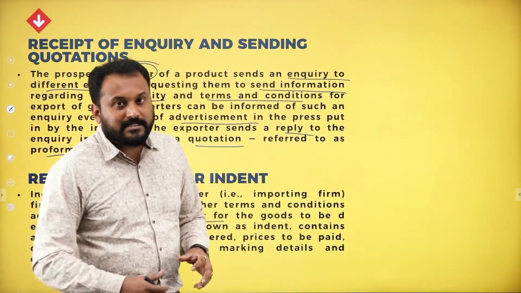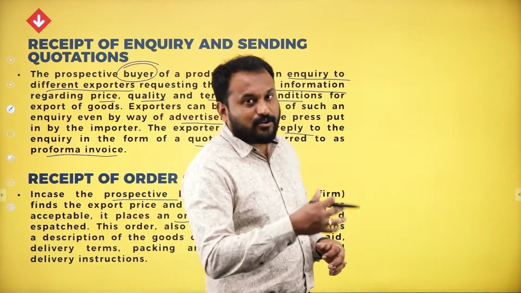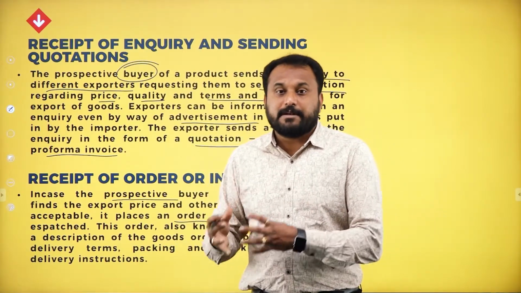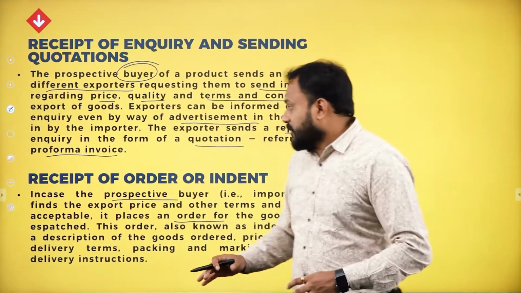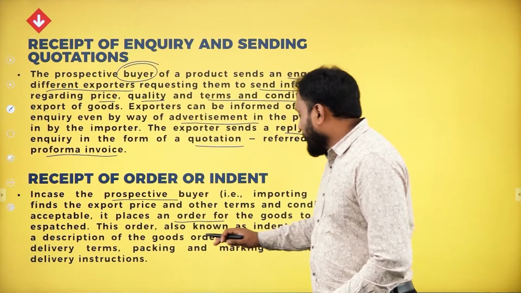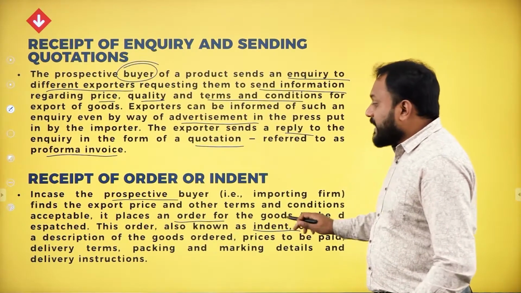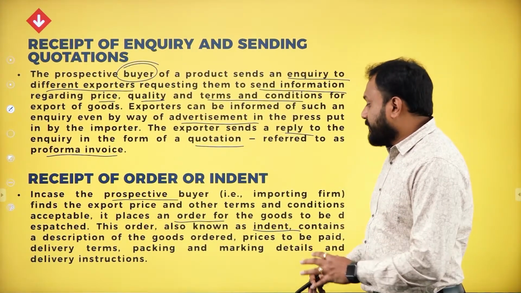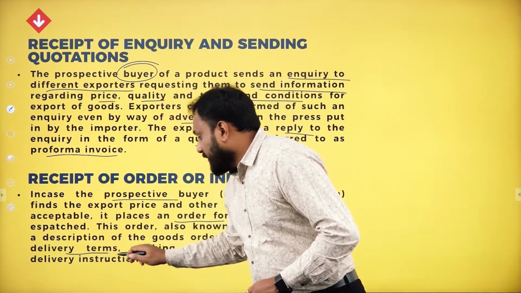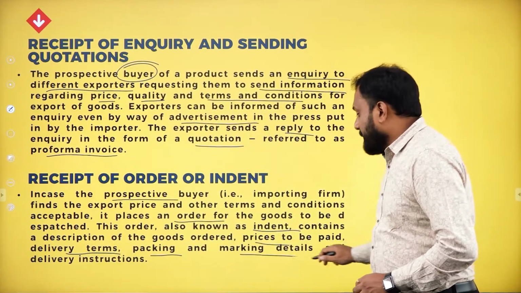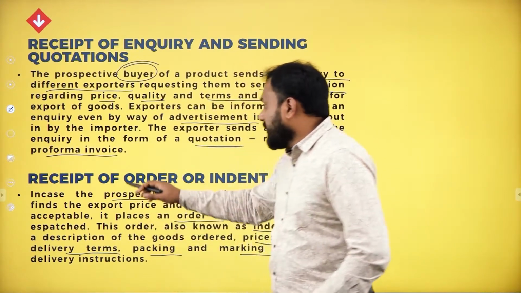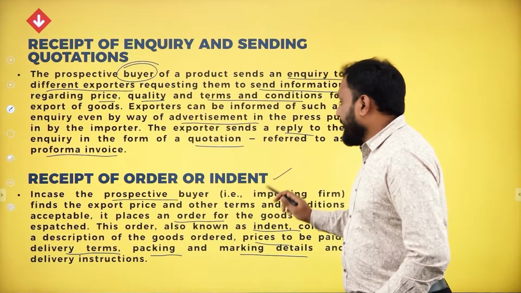He'll give an order saying that these are the qualities, these are the quantities, these are the colors, these are the things which I really want in that particular product. So everything with the order will be placed, and what happens here is known as the indent, which contains a descriptive list of goods ordered, that is, prices to be paid, delivery terms, packing and marking details and delivery instructions will all be given in the receipt of order or indent.